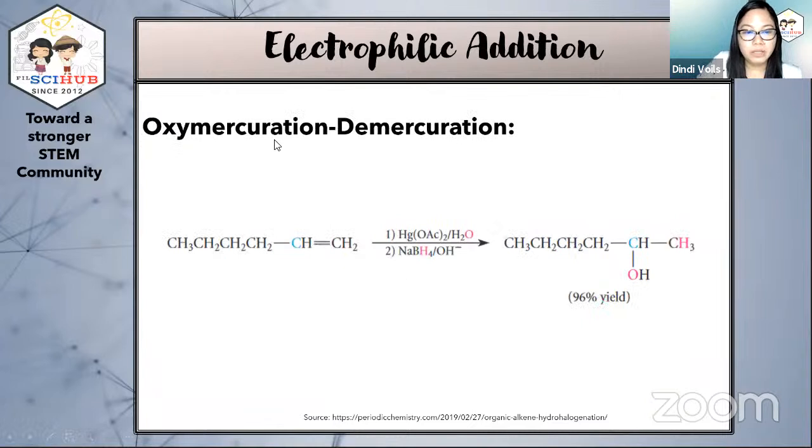All right, so oxymercuration-demercuration is also an electrophilic addition where the alkene becomes an alcohol. And again, it is done with the aid of mercuric acetate, followed by demercuration with sodium borohydride in basic conditions. So again, this follows Markovnikov's rule, where the OH is attached to the more substituted carbon.